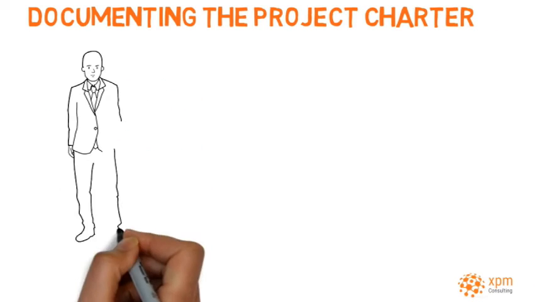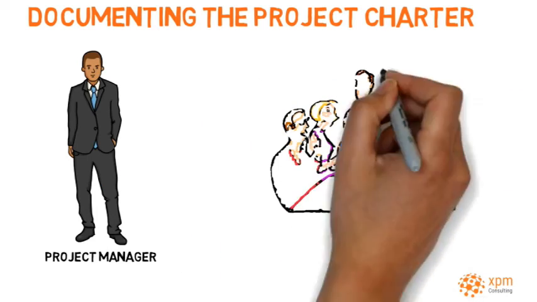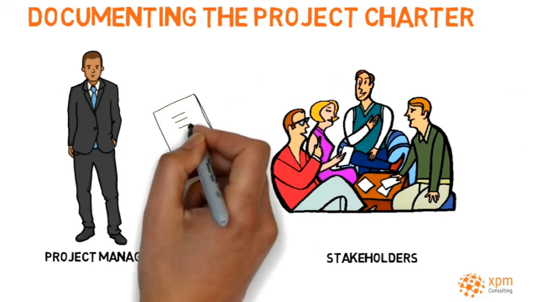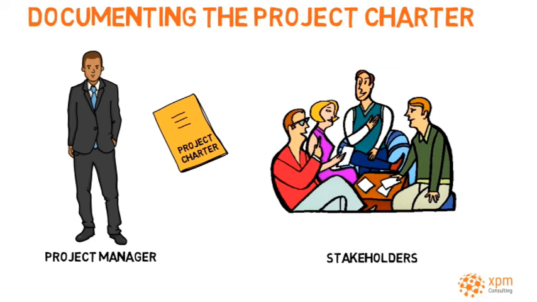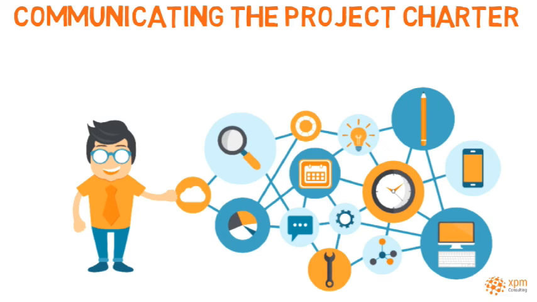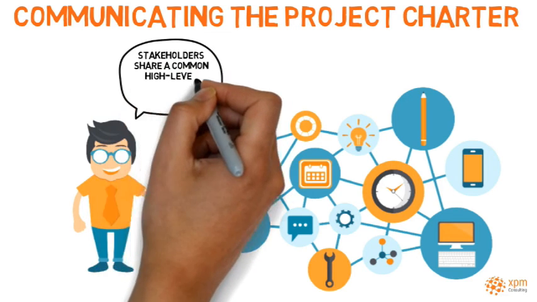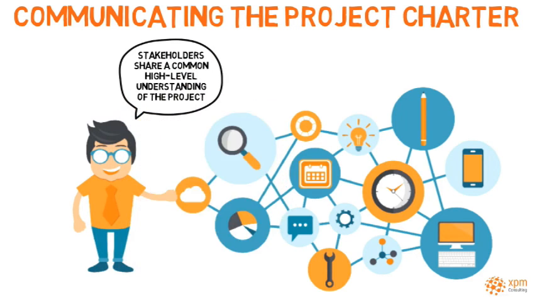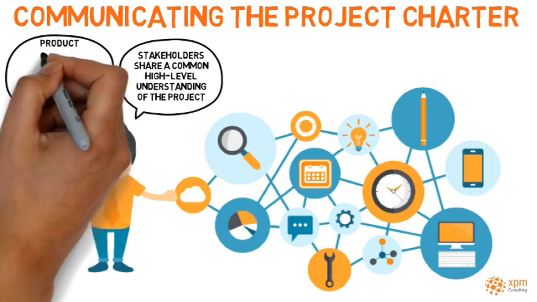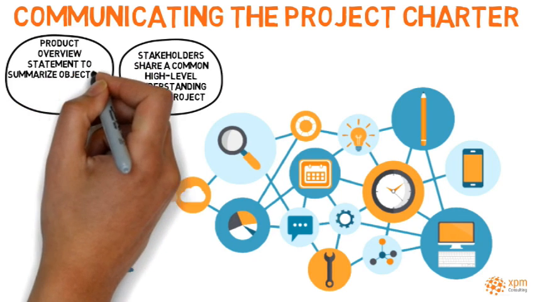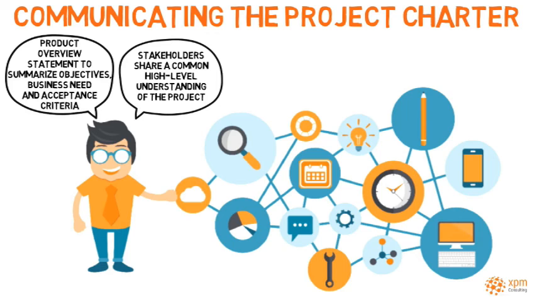When the charter is finally prepared, the project manager can help by communicating with stakeholders, sharing the approved charter, and ensuring a common understanding of key deliverables, milestones, and their roles and responsibilities. The project charter can be shared across the organization to ensure that stakeholders are aware and share a common high-level understanding of the project's objectives, requirements, schedule, and budget. Some project teams rely on a product overview statement to briefly summarize the project's objectives, business need and acceptance criteria.